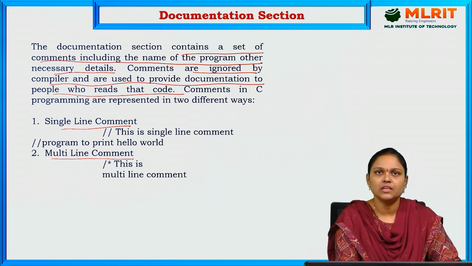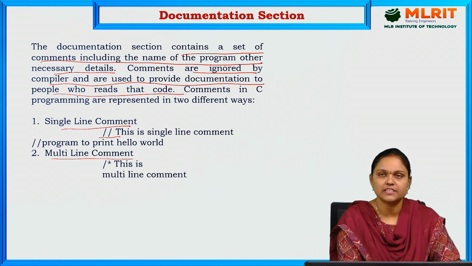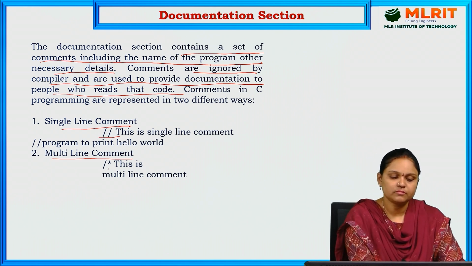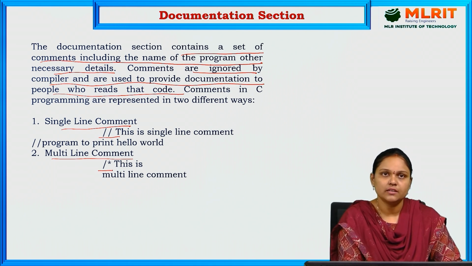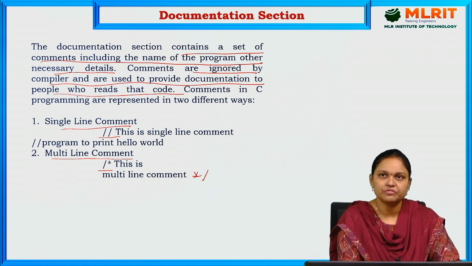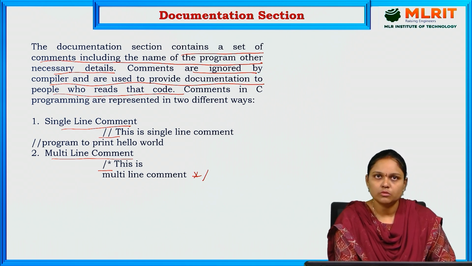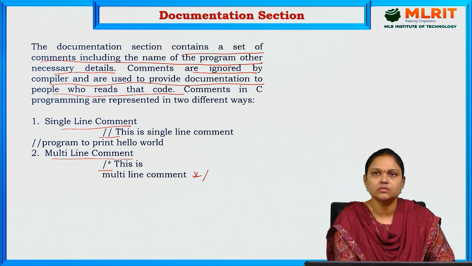To write a single line comment, we use 2 slashes. To write a multi-line comment, we start with slash star and end with star slash. For example, if you want to tell what kind of code you are reading, like the name of the code, that kind of thing can be written using these comments.